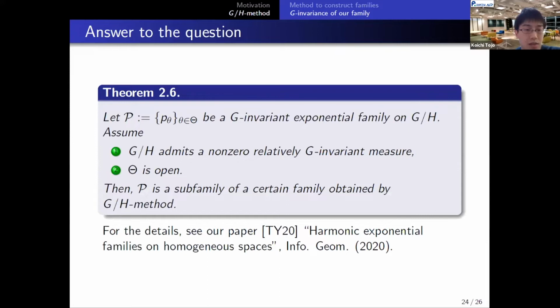Let us see the answer to question 2.5 more precisely. Let P be a G-invariant exponential family on G-Modage, and we assume that G-Modage admits the non-zero relatively G-invariant measure, and theta is open. Then P is a subfamily of a certain family obtained by the G-Modage method. For the details, please see our paper.